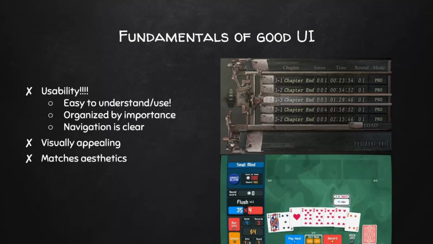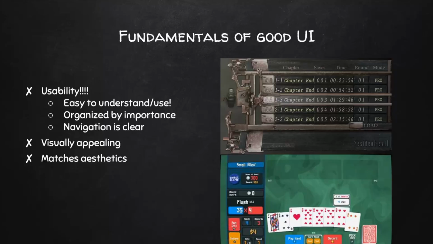So as I mentioned a little earlier, fundamentals of good UI. One of the biggest ones is usability. I would rather have a good UI that is kind of ugly than a bad UI that looks really cool. It's always important to make sure that you can easily tell what it's actually trying to convey to you, and also try to put important elements first. Just a general hierarchy, a general design principle. As well as making sure that the way to navigate it is pretty clear to the player.